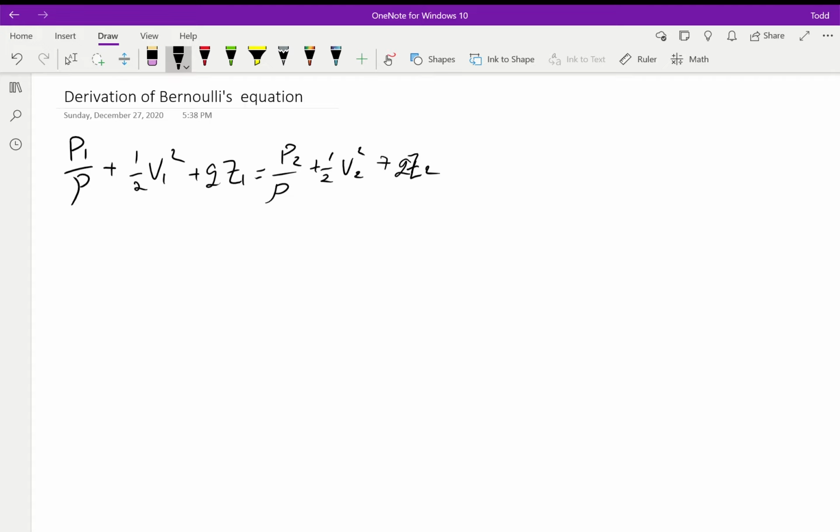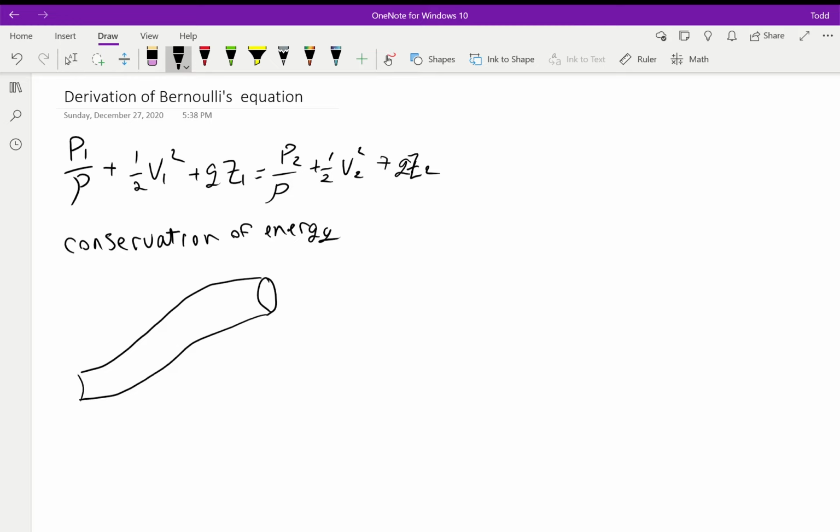So, for the conservation of energy, let's create a little pipe diagram. So we have area 1, area 2. So we have a mass right here with a velocity of v1, and then at some time later we have the same mass going at velocity 2.